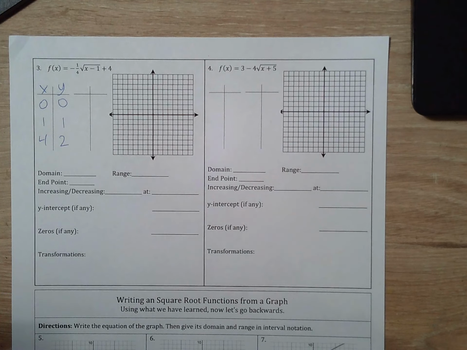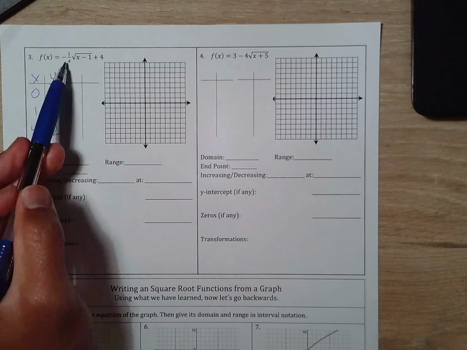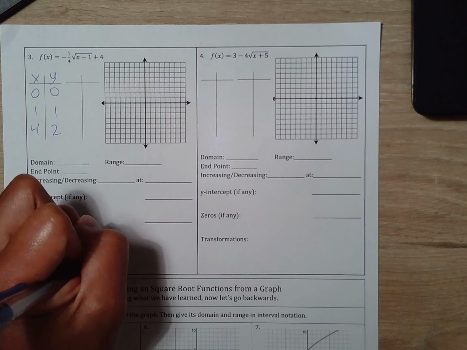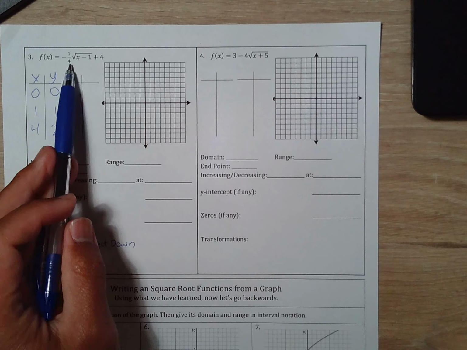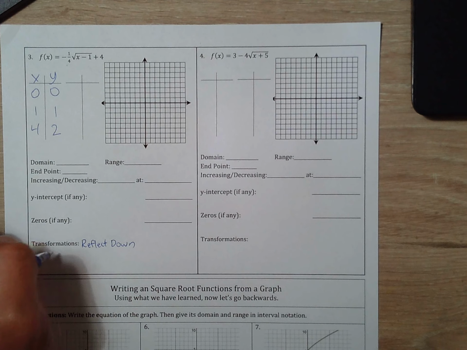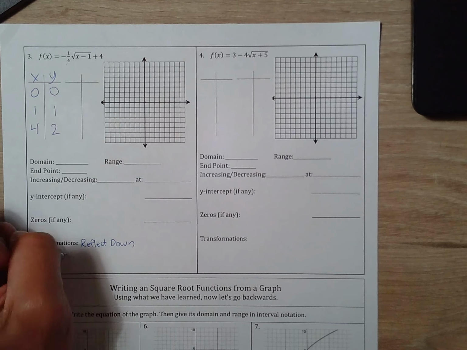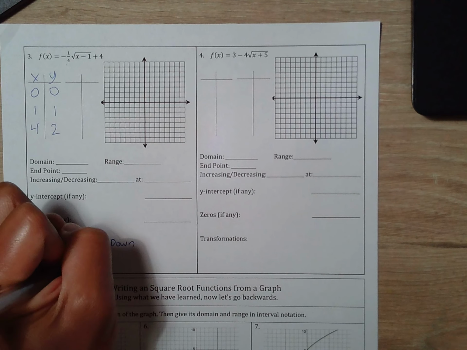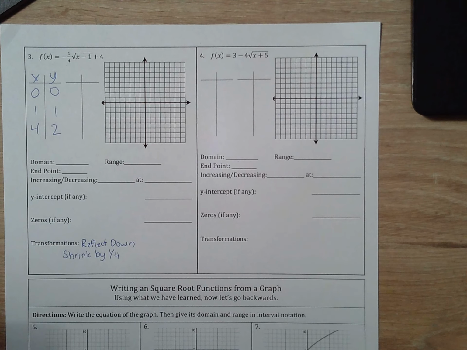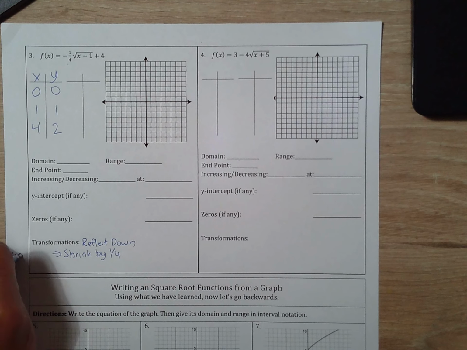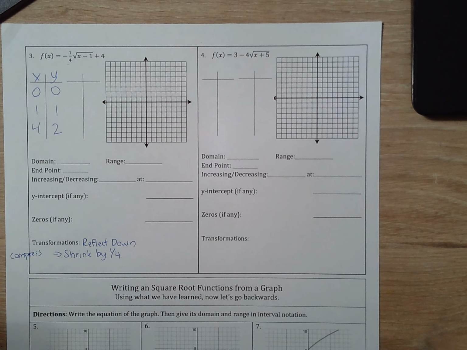All right, our transformations. Let's try to write that out. This negative, right? This negative tells us we're going to reflect down. That 1/4, remember when it's less than 1, we say it's going to be a compression, or it's going to shrink it by 1/4. Or I think I used compress with you guys. Doesn't matter. Either shrink or compress. I'll just write it. Either word you use, I'll still give you credit for it. Compress or shrink by 1/4.